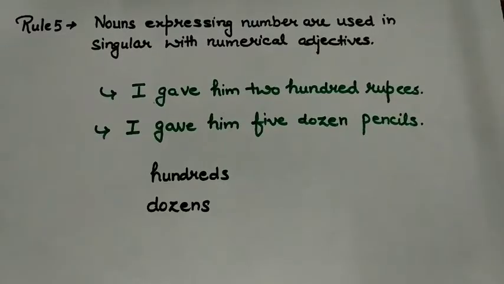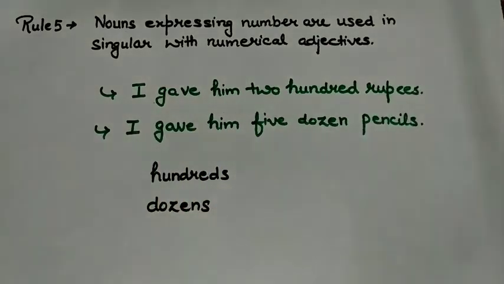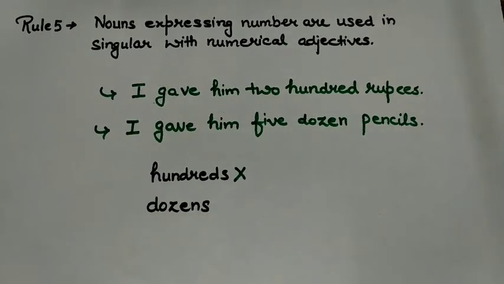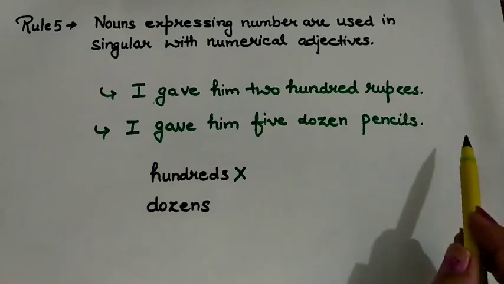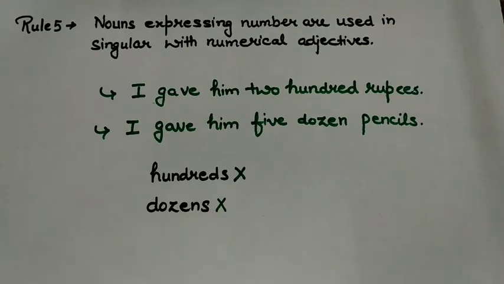Rule number 5 says, nouns expressing numbers are used in singular with numerical adjectives. Like, I gave him 200 rupees. If I use hundreds, the sentence will become wrong. Similarly, I gave him 5 dozen pencils, not I gave him 5 dozens pencil. So, such nouns expressing number are used in singular with numerical adjectives. Examples can be 200, 2000, 2 score, 2 million, etc.